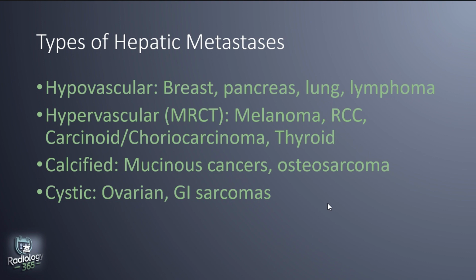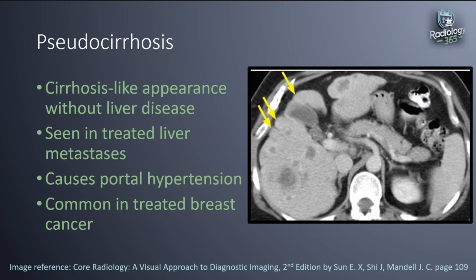Then calcified metastasis suggests mucinous tumors like colorectal or ovarian cancer, or even osteosarcoma. Lastly, cystic metastasis often come from ovarian tumors or GI carcinomas. These can mimic benign cysts, so context is crucial. So knowing the patient's history is half the battle. It can steer your interpretation significantly.